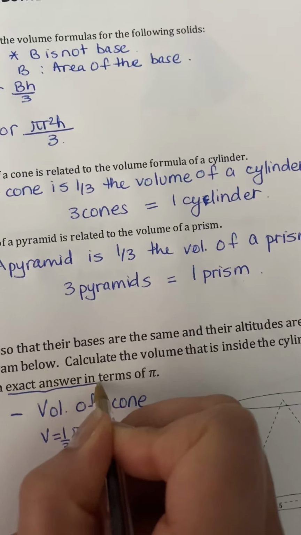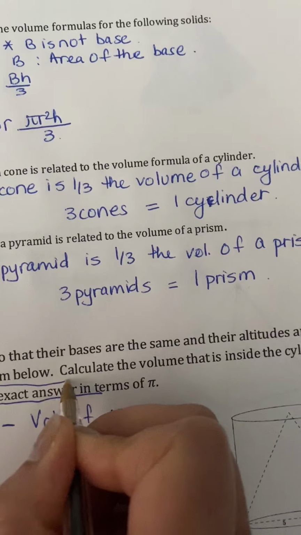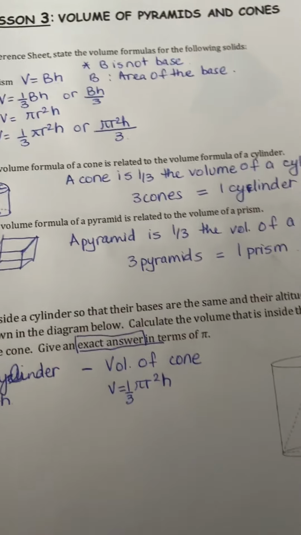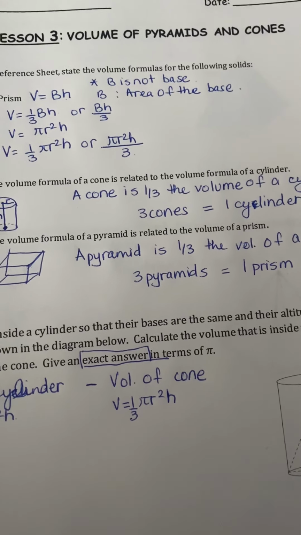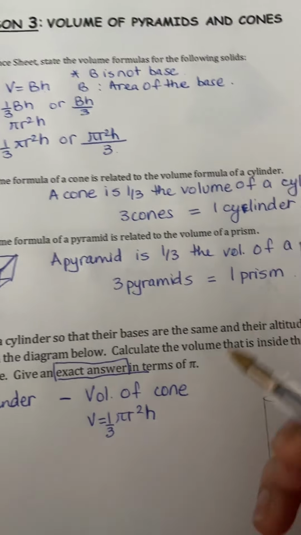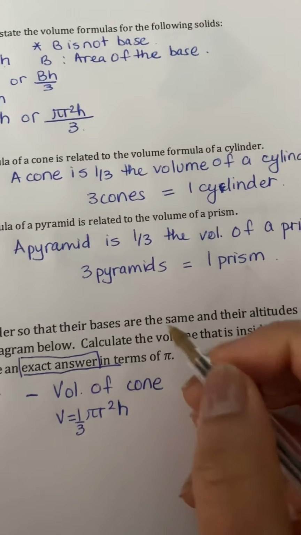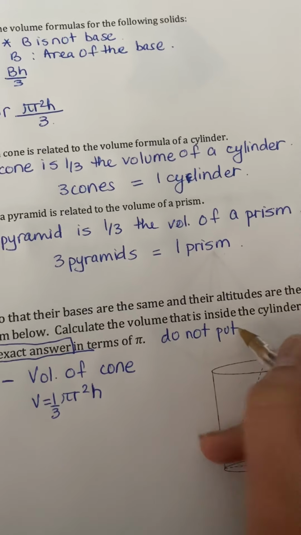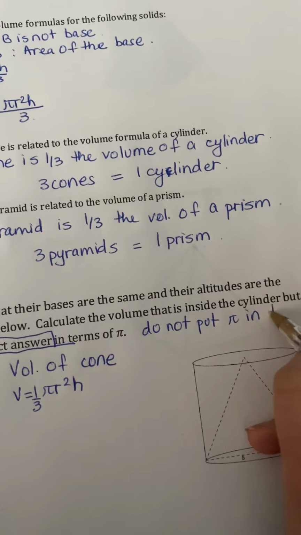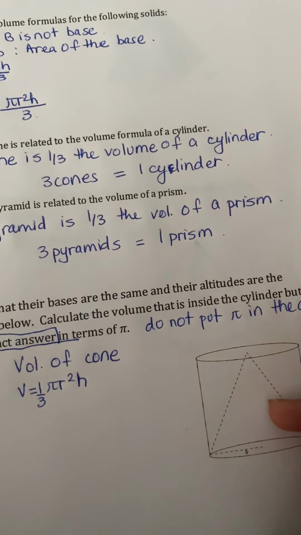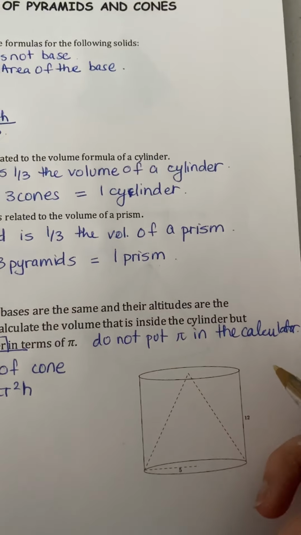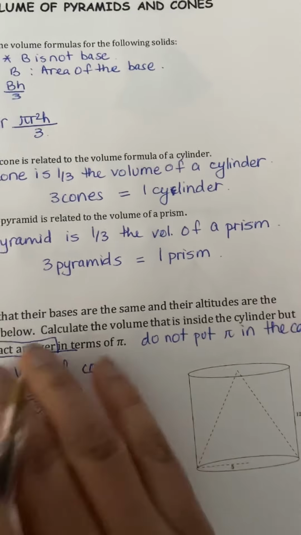So first of all, what does exact answer mean? Whenever it gives you that, if you have a calculator, you should have it with you. If you don't, then just try, I'll do the calculations for you. Do not put pi in the calculator. So when you're putting in the whole formula, you do not put the pi in the calculator. You're going to leave the pi out.